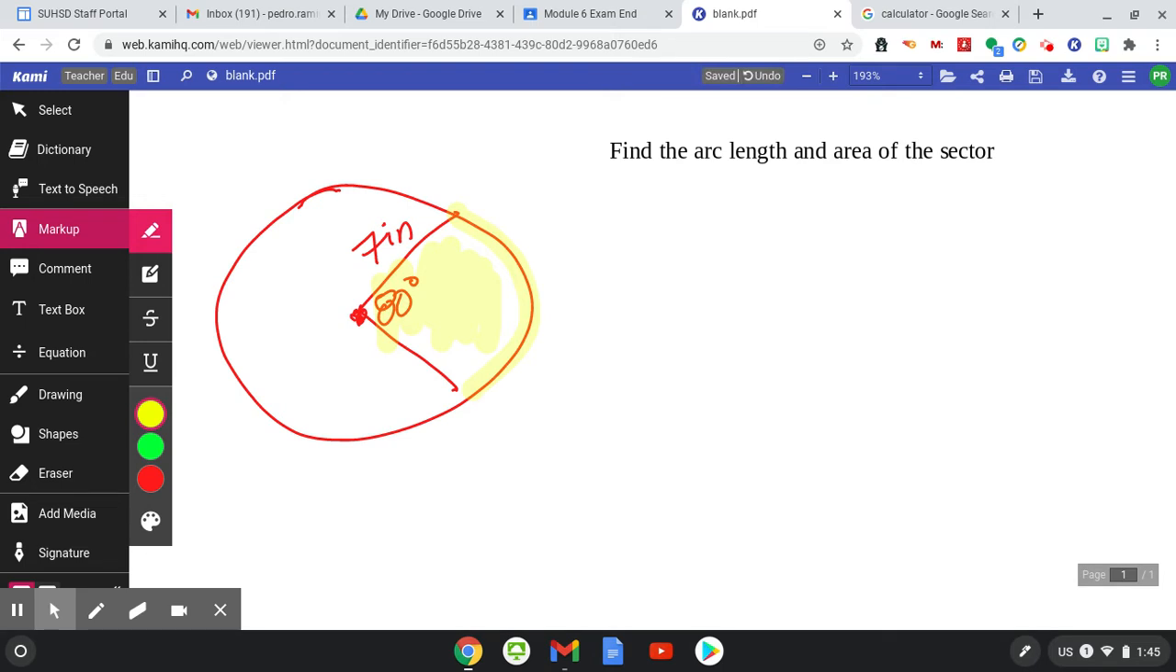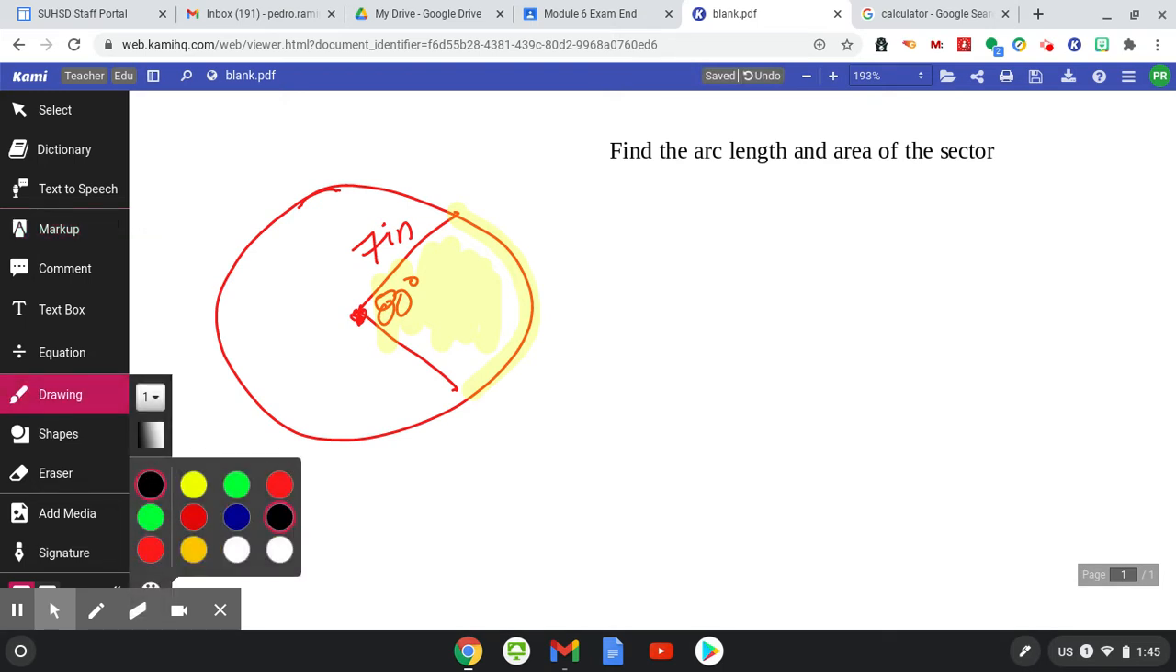Now, when you hear the word arc length, think of circumference and think of the equation 2 pi r. 2 pi r is if we had the full circle, that would be the equation we use. And if you see area of a sector, think of the equation pi r squared. That would be the equation we would use to solve for the area of that sector if the circle is full. Now, obviously, this circle is not full.